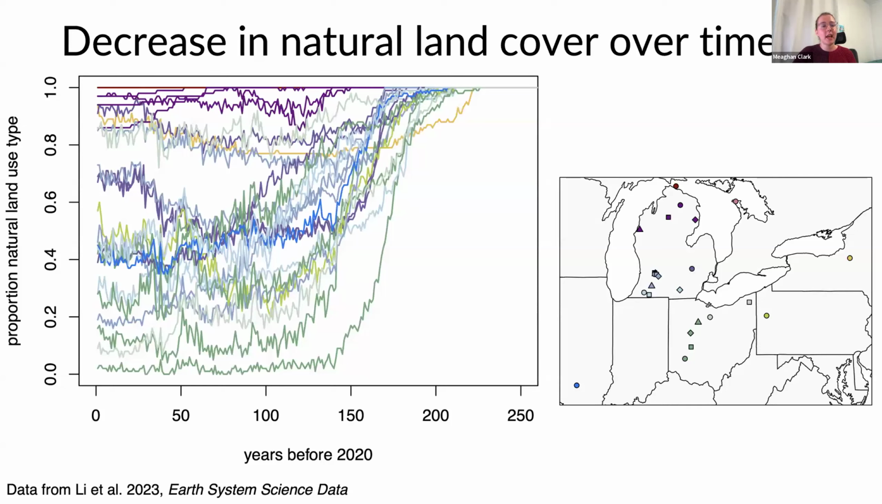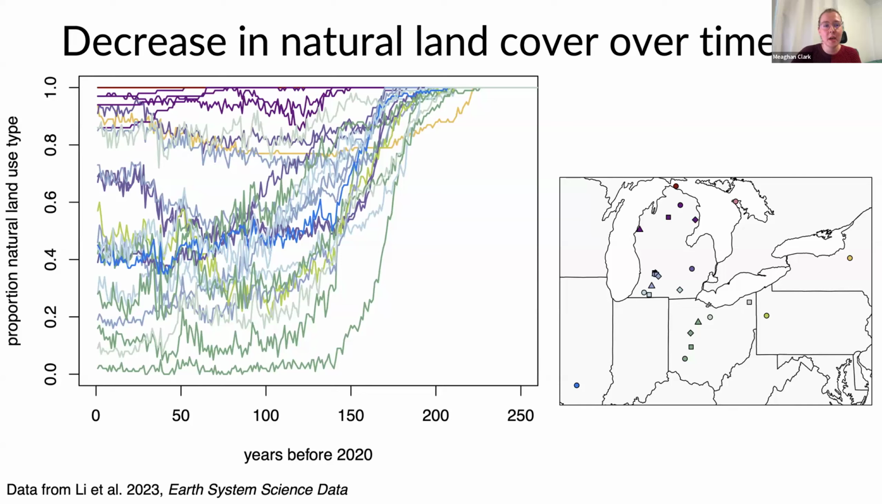So this plot here, on the x-axis is the proportion of natural land use type, and the y-axis is going back through time. And we can see that around 200 years ago, the areas around these populations started losing natural habitat types. But this has varied between populations, with some experiencing a lot of loss and some remaining relatively consistent.